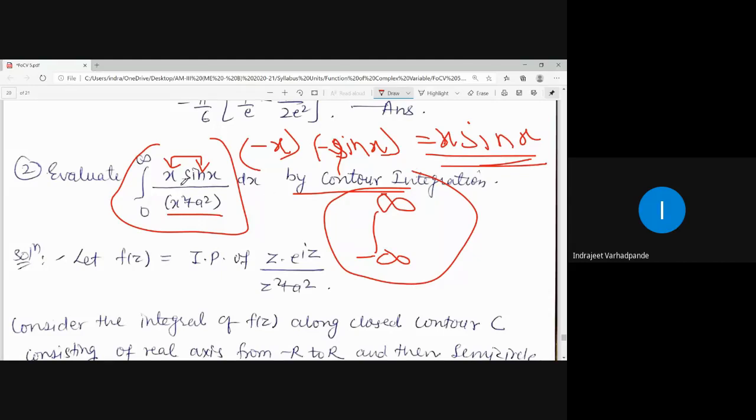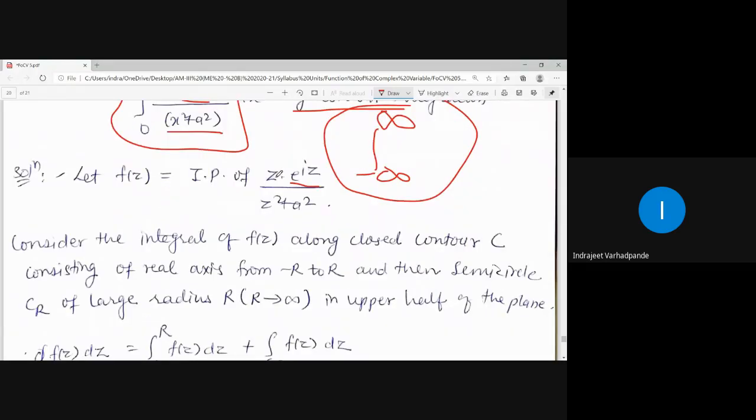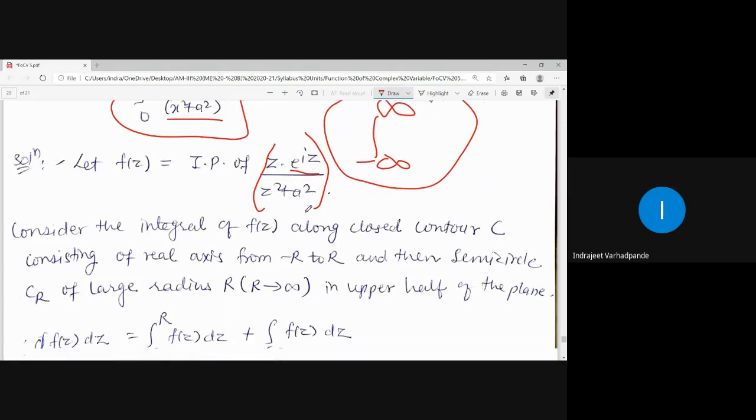But what is sin x, beta? Sin x is nothing but the imaginary part of e to the power iz. x के जगह z लिखना है, sin x के जगह imaginary part of e to the power iz लिखना है. ये जो imaginary part of है इसको carry forward करते जाएंगे. So our question now becomes z into imaginary part of whatever will be the answer, उसका क्या लेना है? Imaginary part लेना है. So z into e to the power iz upon z square plus a square.